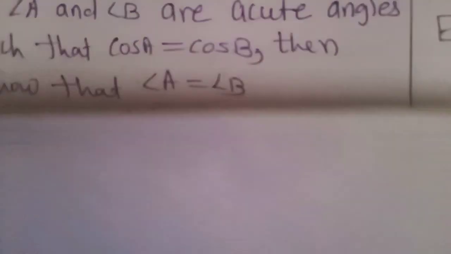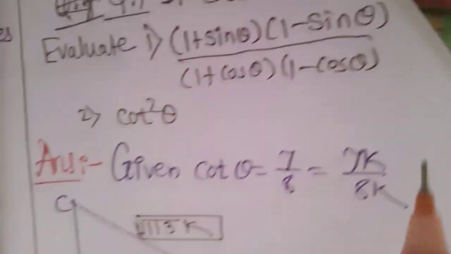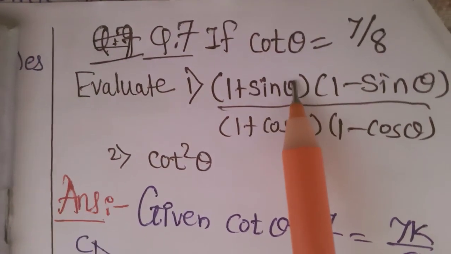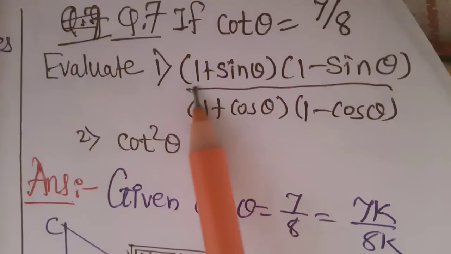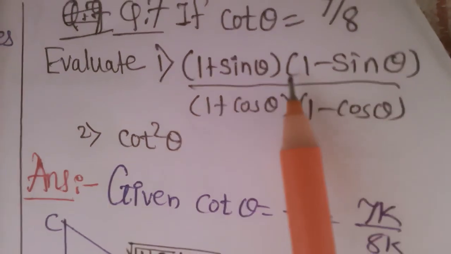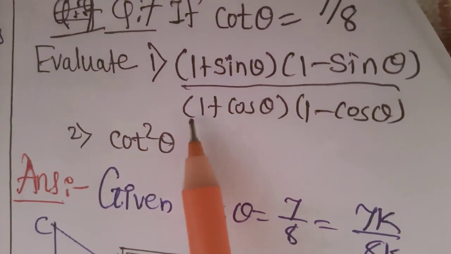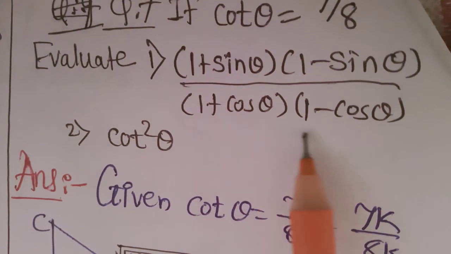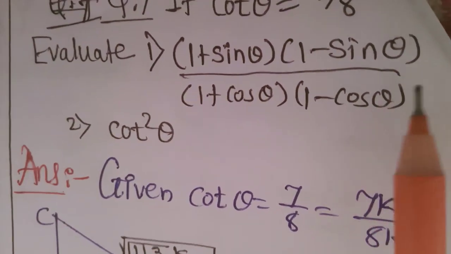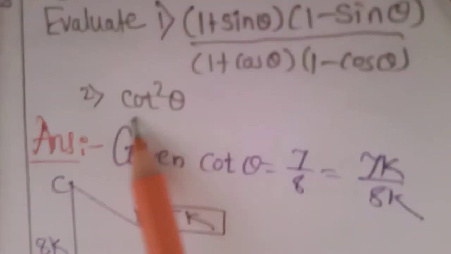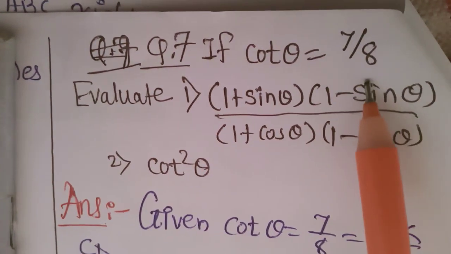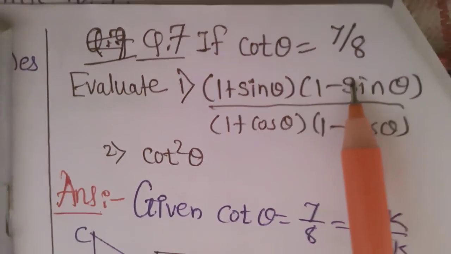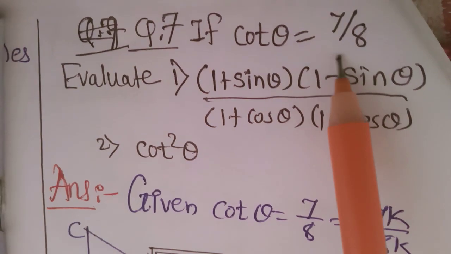Now we see question number 7 from the same exercise. If cot theta is equal to 7 upon 8, then evaluate (1 plus sin theta)(1 minus sin theta) upon (1 plus cos theta)(1 minus cos theta), and second, find the value of cot square theta. Again we have given cot theta is equal to 7 by 8. As in the previous question, if a ratio is given, then we use the parameter K.